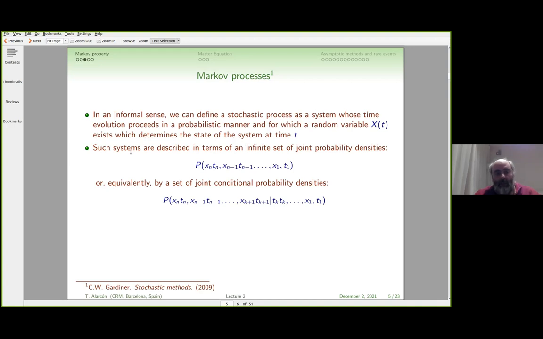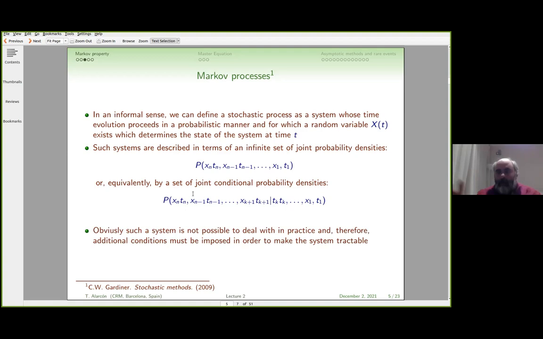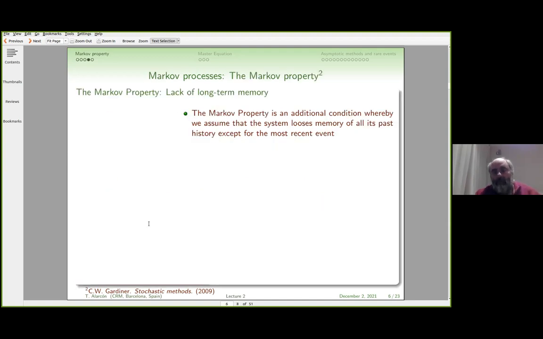So in principle, to characterize fully one of these stochastic systems, we need an infinite set of joint probabilities like this, or equivalently a set of joint probability densities like this one. And you can go from one to the other using the definition of the conditional probability. Now, as you can imagine, this is in general intractable. Mathematically, numerically, analytically, doesn't matter. So we cannot deal with this in practice, and therefore we need to impose additional conditions so that we can study the system.